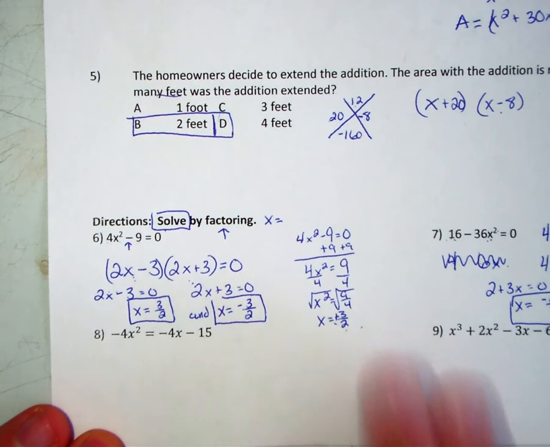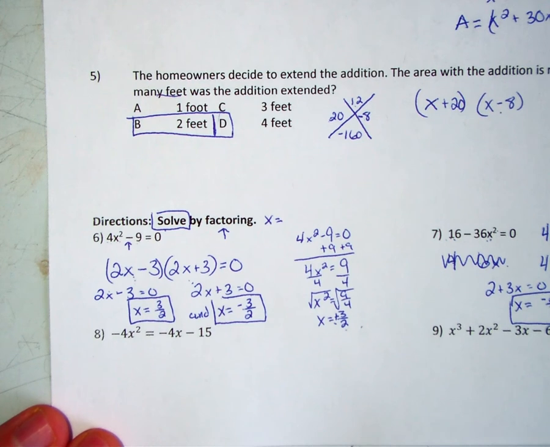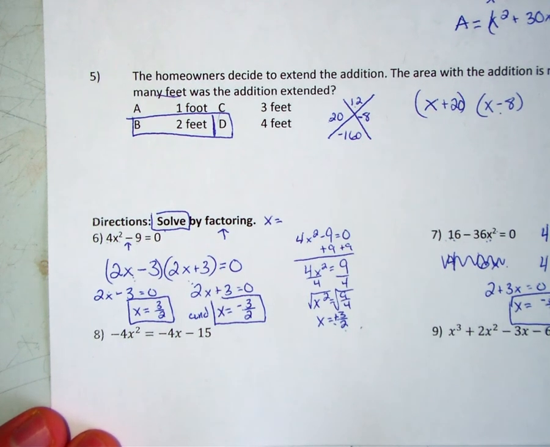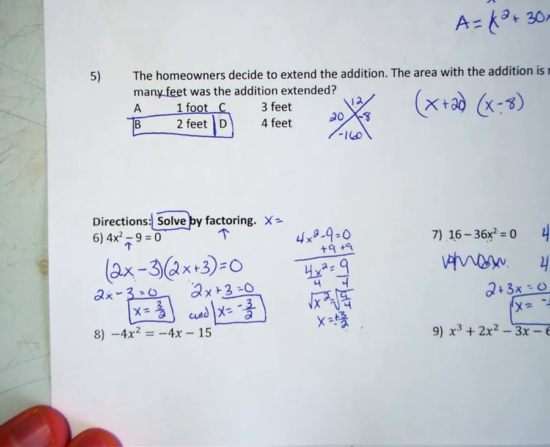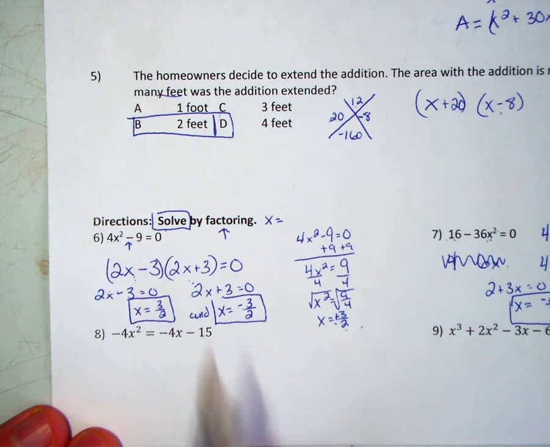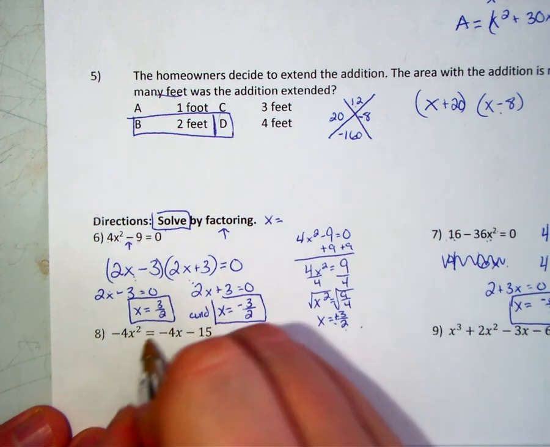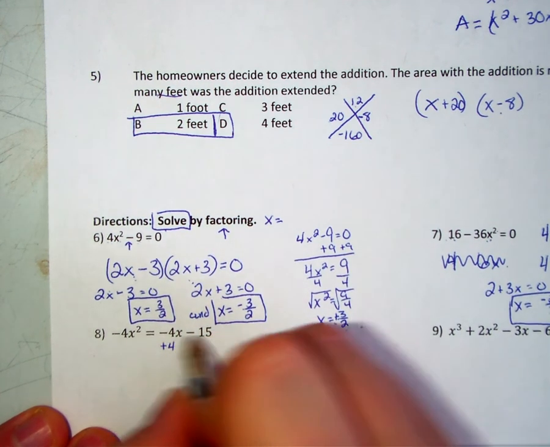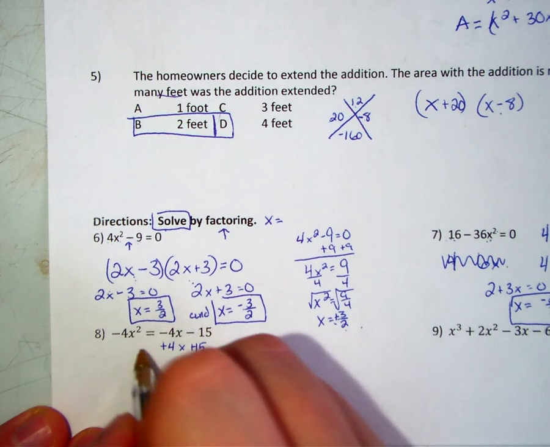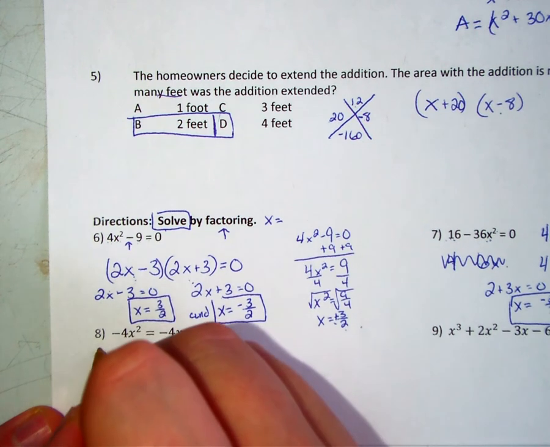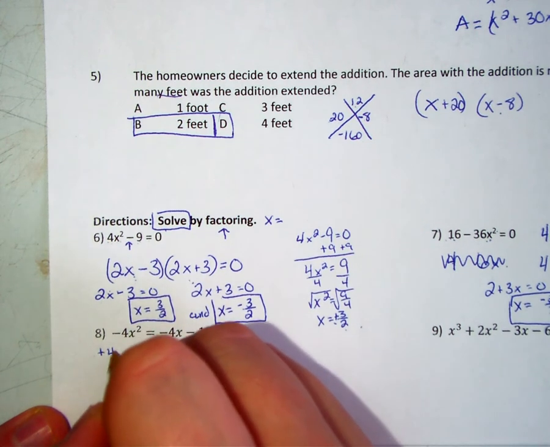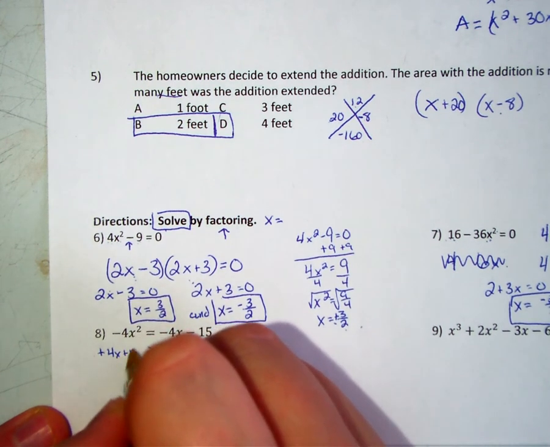Question number 8. Negative 4x squared equals negative 4x minus 15. Now, we don't solve factors with terms on both sides of the equal sign, so we're going to move everything to one side. We'll add 4x, and we will add 15, and we can do this all in one step. What we do to one side of the equation, we must do the other. Add 4x and add 15.